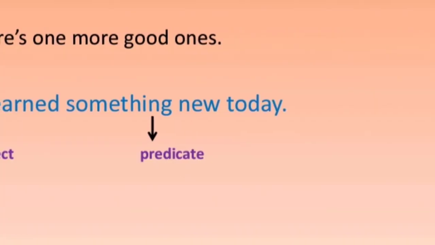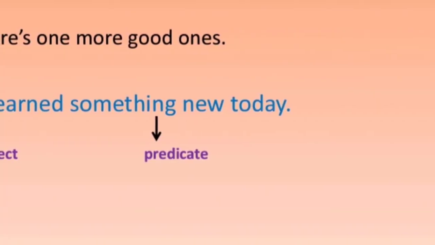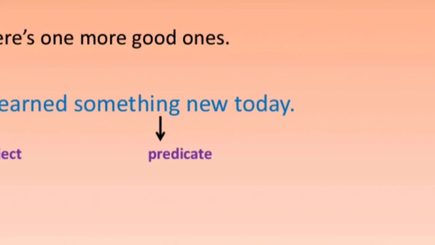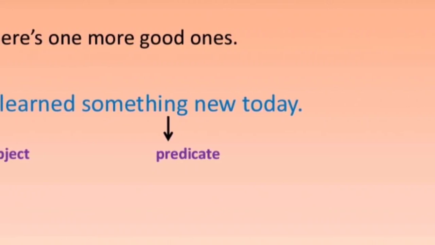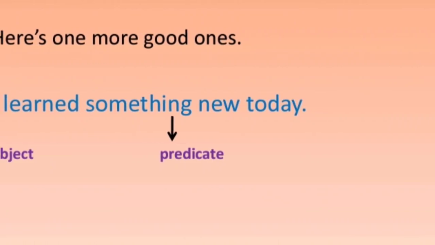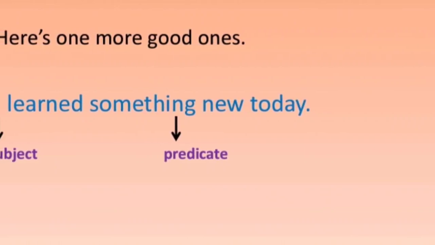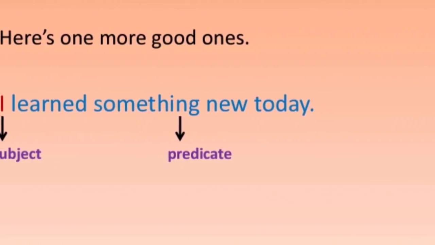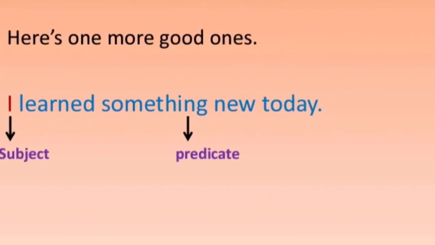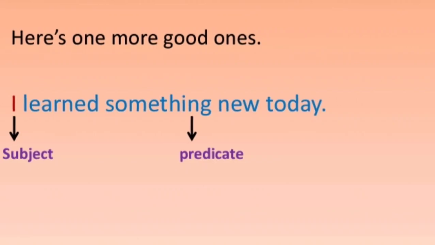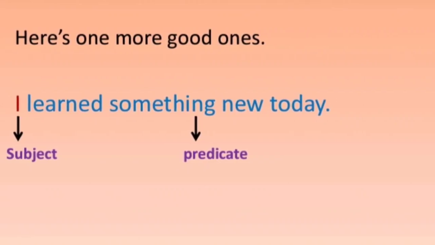Here's one more good one. I learned something new today. In this sentence, I is the subject, learned something new today is the predicate. I is the subject, learned something new today, the predicate.